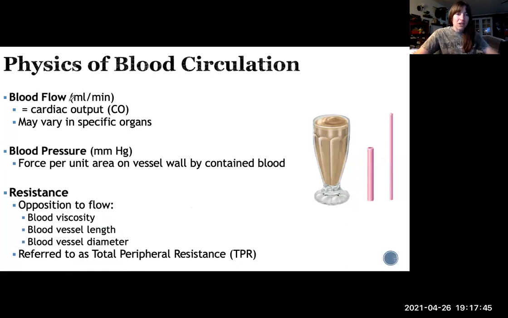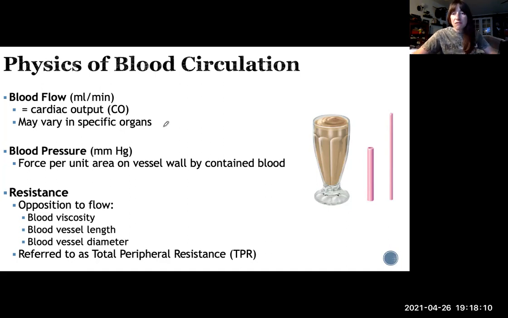Blood flow is usually measured in milliliters per minute. It's equal to and interchangeable with the cardiac output. Okay, so it's literally the amount of blood that your heart is able to pump per minute, in milliliters. CO will be cardiac output, which will also mean blood flow.